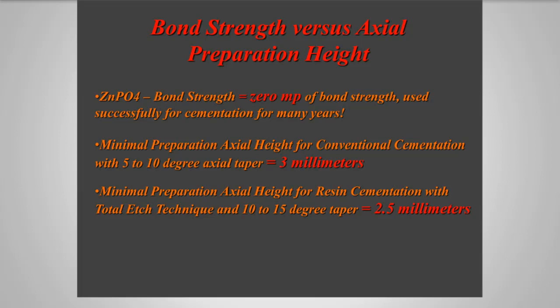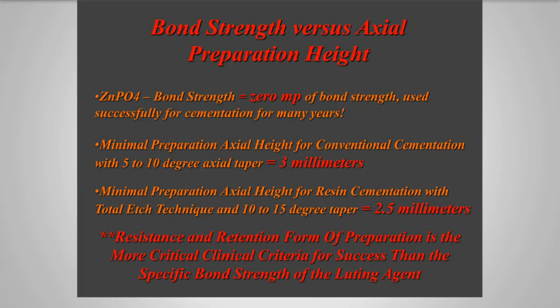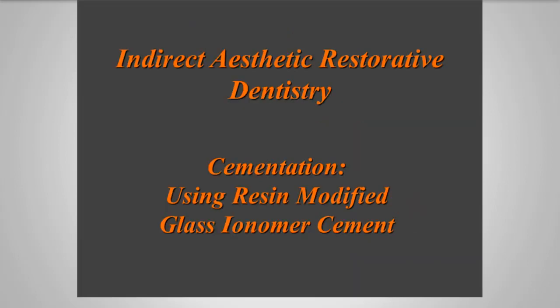So you see, again, it goes back to the thing that resistance and retention form are the most critical things for clinical success. So let's look at some cases. We've got about 30 minutes left in our webinar. And this first case, cementation using a resin-modified glass ionomer cement.